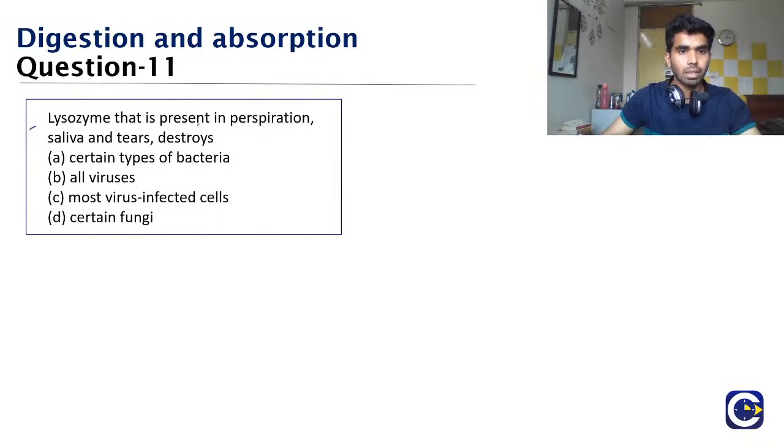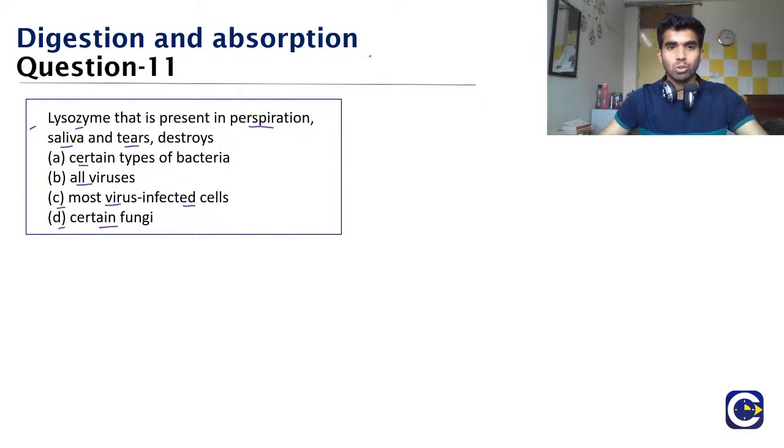Lysozyme that is present in the perspiration, that is sweat, saliva and tears, it destroys: Option A, certain types of bacteria. Option B, all viruses. Option C, most virus-infected cells. And option D, certain fungi. So the lysozyme that is commonly present in the perspiration and saliva, what does it destroy? Yes, Hisham, you are really doing very great.